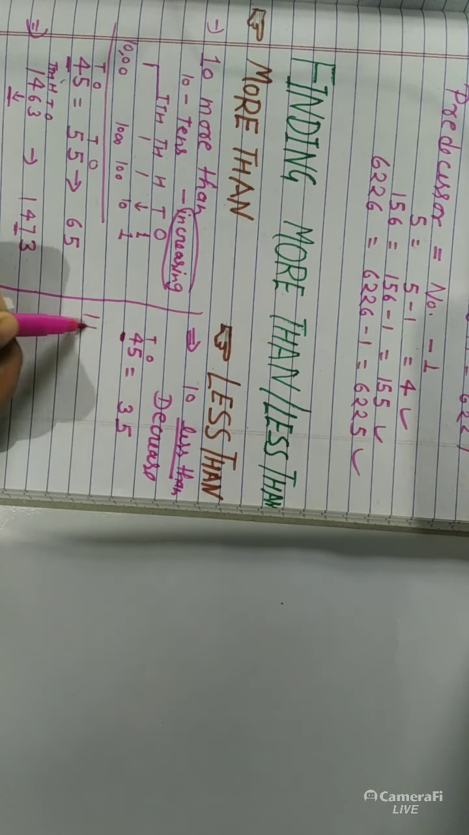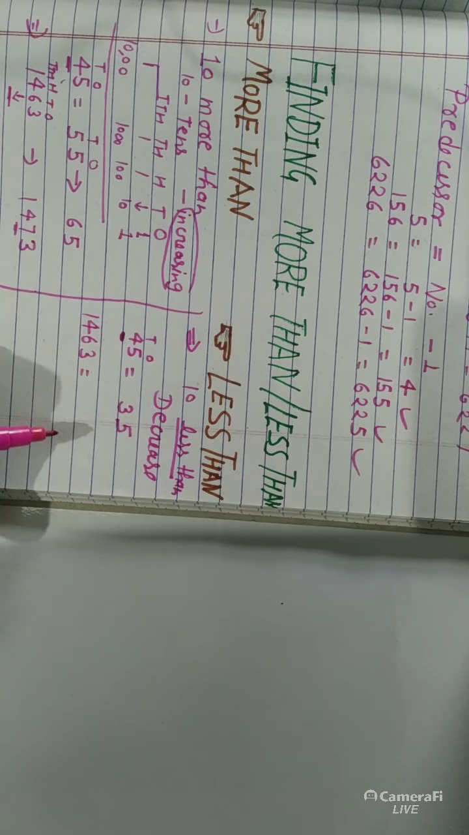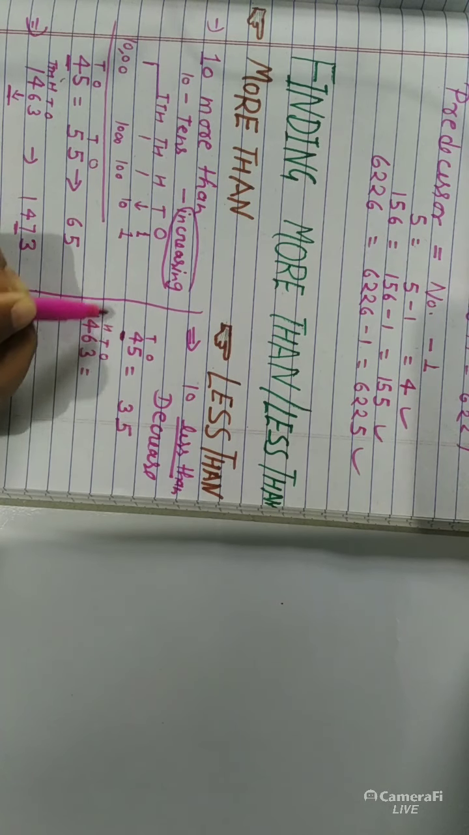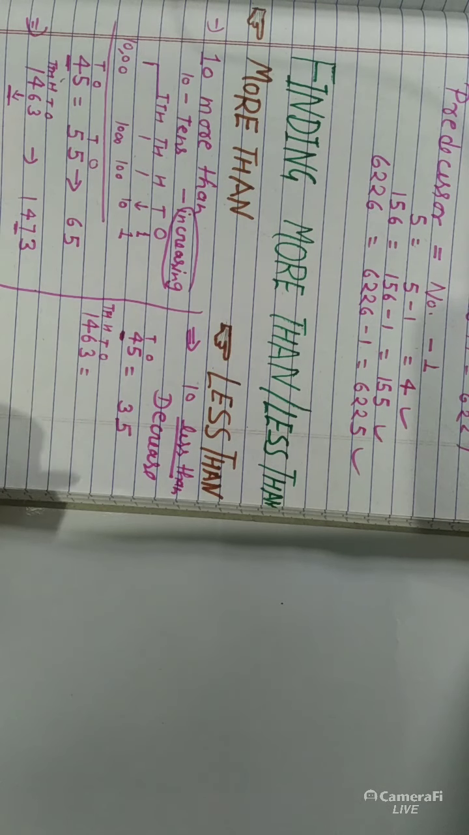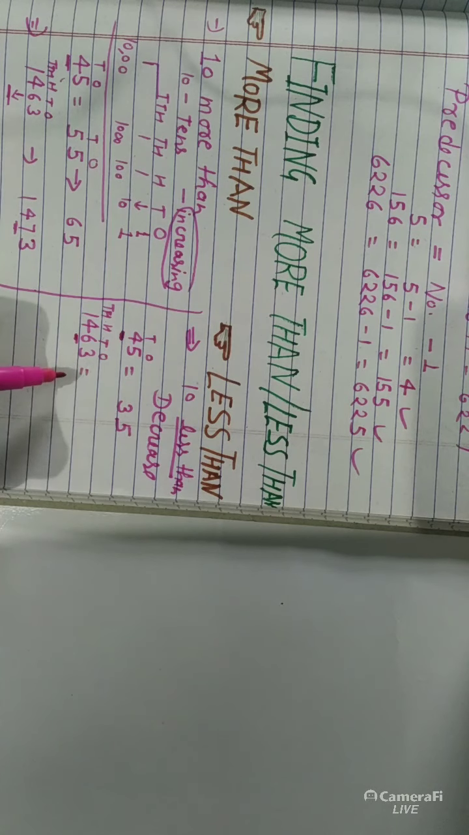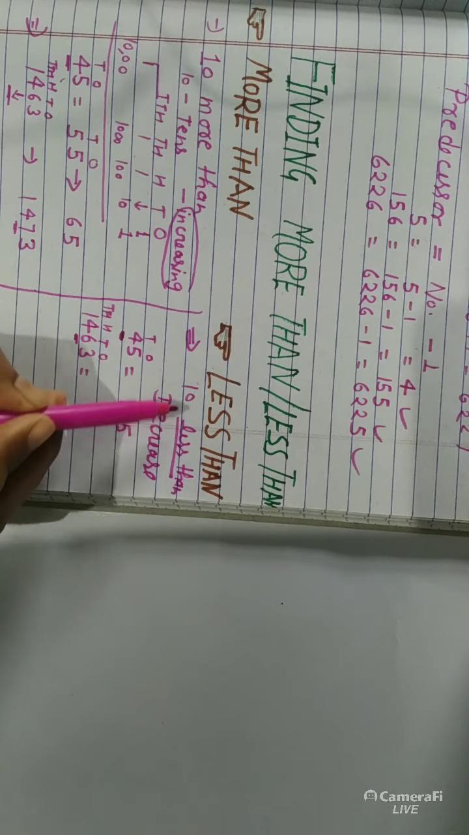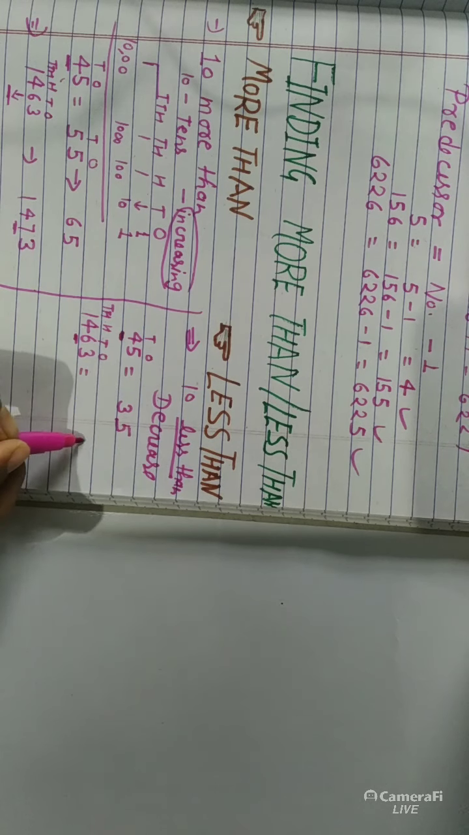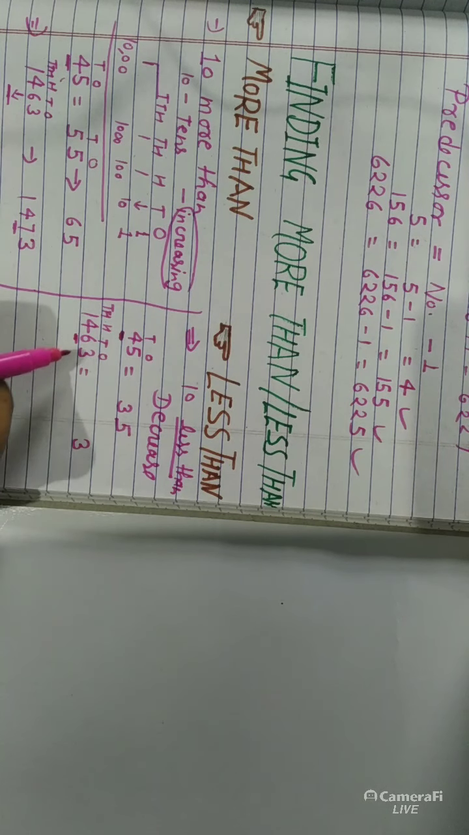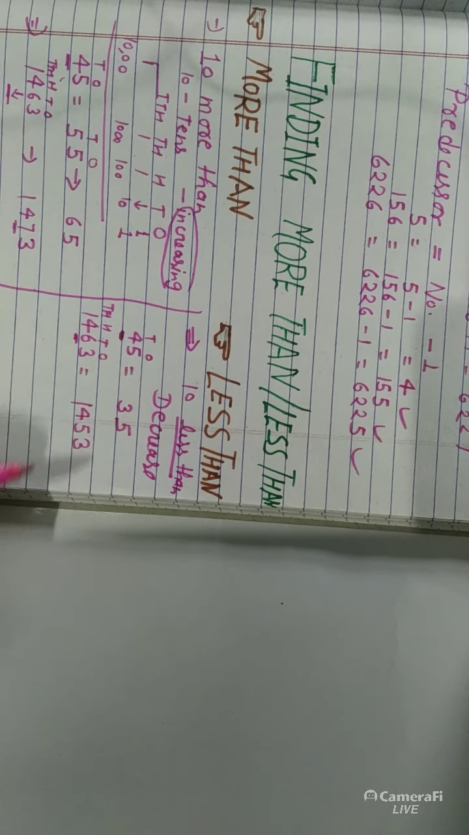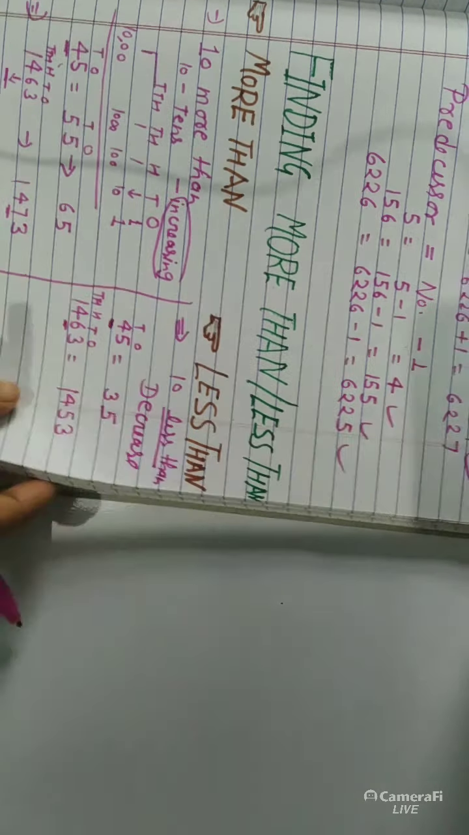Again, if you have to find 10 less than 1463, that is ones, tens, 100 and 1000, then the other digits will remain the same and only the tens digit will be decreased by 1, because you are finding 10 less than. So 3, and the tens digit will be decreased by 1. 6 minus 1 is 5. Other digits will remain the same. Here you have found 10 less than this number. It is a very simple term. Similarly, you can find 100 more than and 1000 more than.